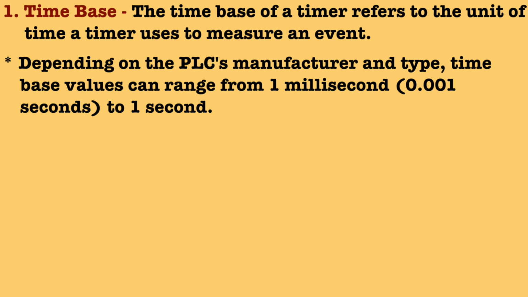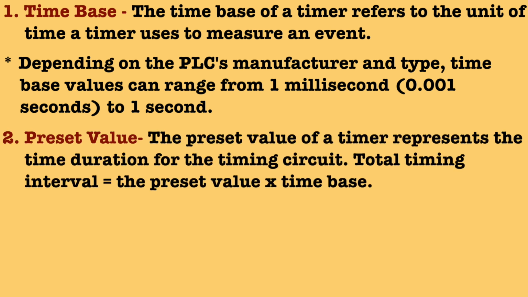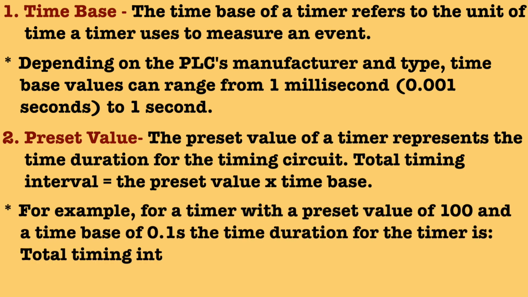Next one is preset value. The preset value of a timer represents the time duration for the timing circuit. Total timing interval is equal to the preset value multiplied by the time base. For example, for a timer with a preset value of 100 and a time base of 0.1 second, the time duration is equal to 100 multiplied by 0.1 second, that is 10 seconds.